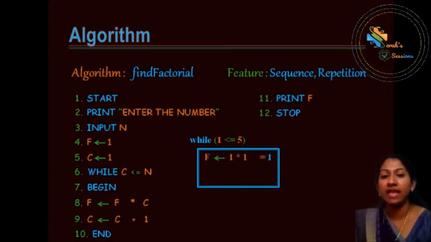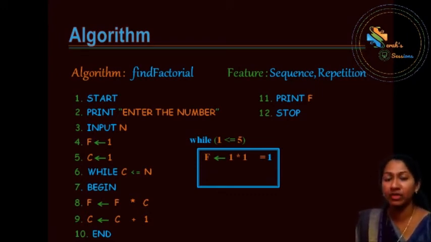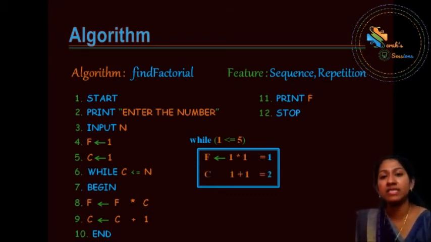The first line is f is 1 into 1. We are multiplying. When we are writing algorithm as well as program, you have to use asterisk symbol instead of the cross symbol. So in the first case, we multiply 1 into 1, we get the result as 1. So we assign this 1 to the variable f. Now the next step is c equal to 1 plus 1. We are incrementing it. We get 2 and 2 is assigned to c. So the old value that f and c holds will be overwritten with the new value.